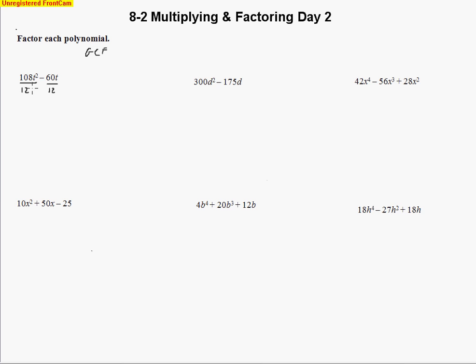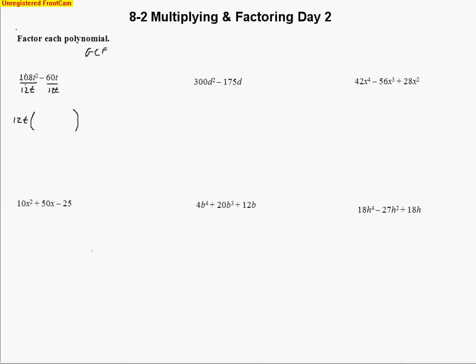So I'm going to divide these both by 12, but they also have a common factor of t. So this has 1t, this one has 2t. So I'm going to pull out a t as well as the 12. And so that is the greatest common factor that I'm going to pull on the outside of a parenthesis. And now I'm going to put parentheses around the width of the problem and do some division.